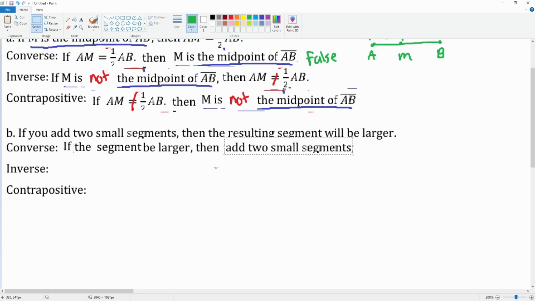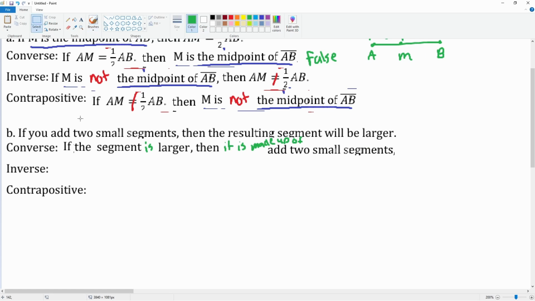So something like that. If the segment, let's write the word is large, then it is made up of two small segments. Perfect.